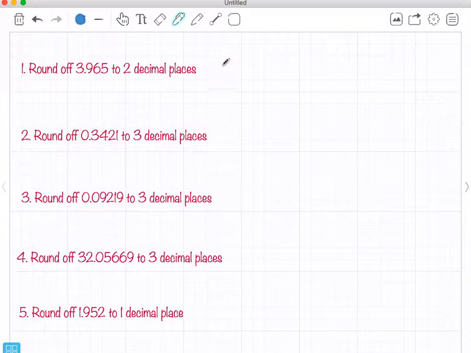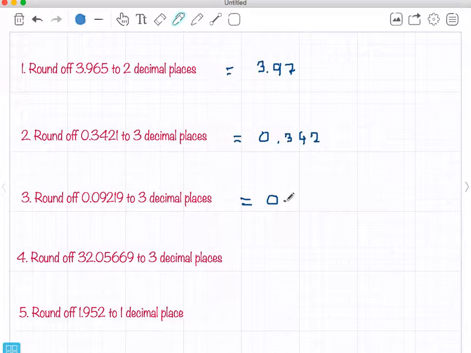You can pause it and then I'll do the answers. So 2 decimal places here is 3.97. The 5 tells me to round up. 3 decimal places is 0.342. The 1 doesn't go anywhere, it doesn't tell me to do anything.